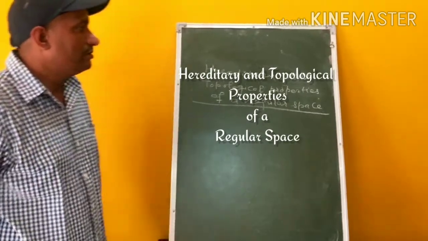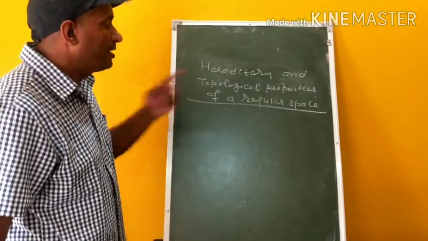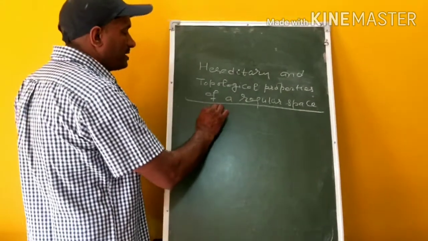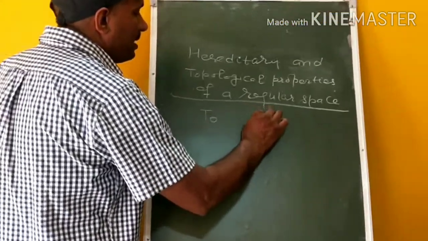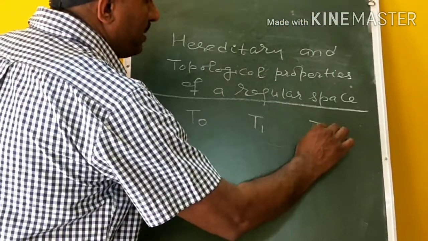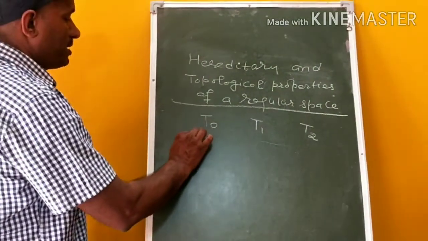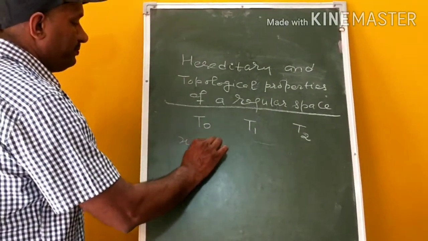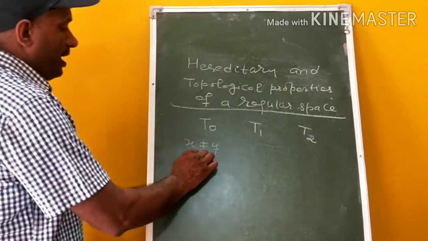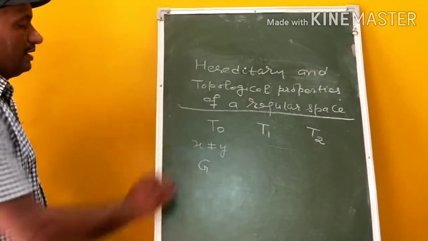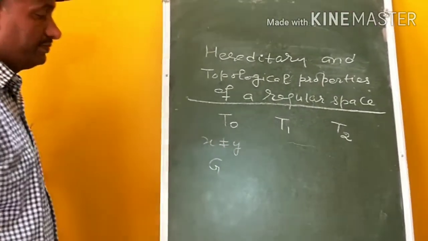Hello students, today we will discuss hereditary and topological property of regular space. Till now we have discussed hereditary and topological property of T0 space, T1 space, T2 space. In T0 space we take two distinct points, and for these distinct points we have an open set. One point belongs to this, another point does not belong to this.